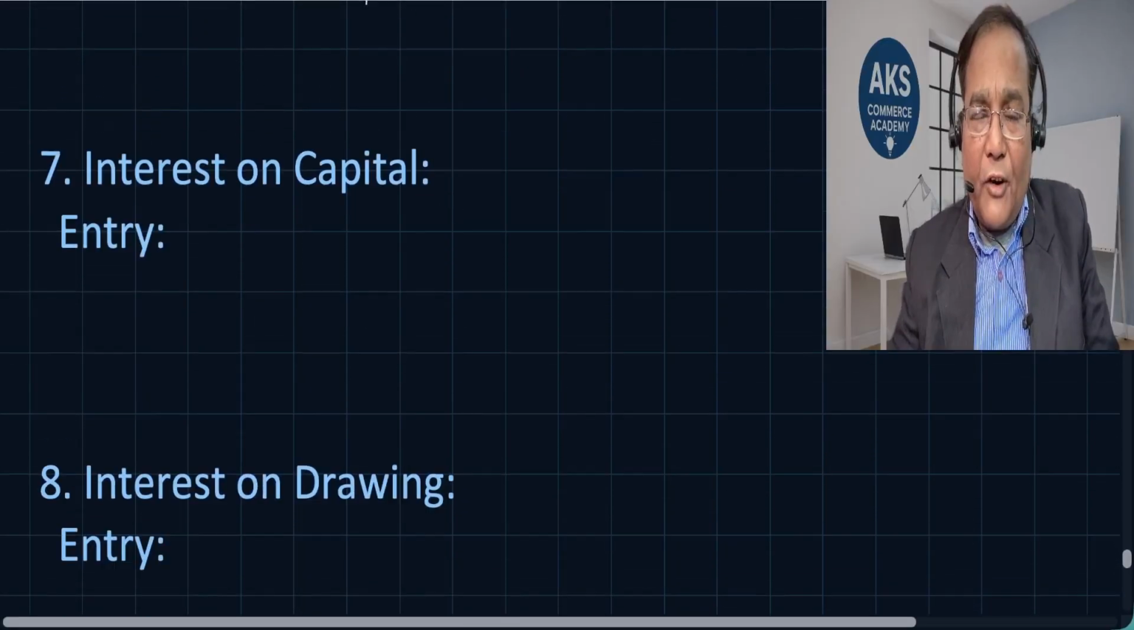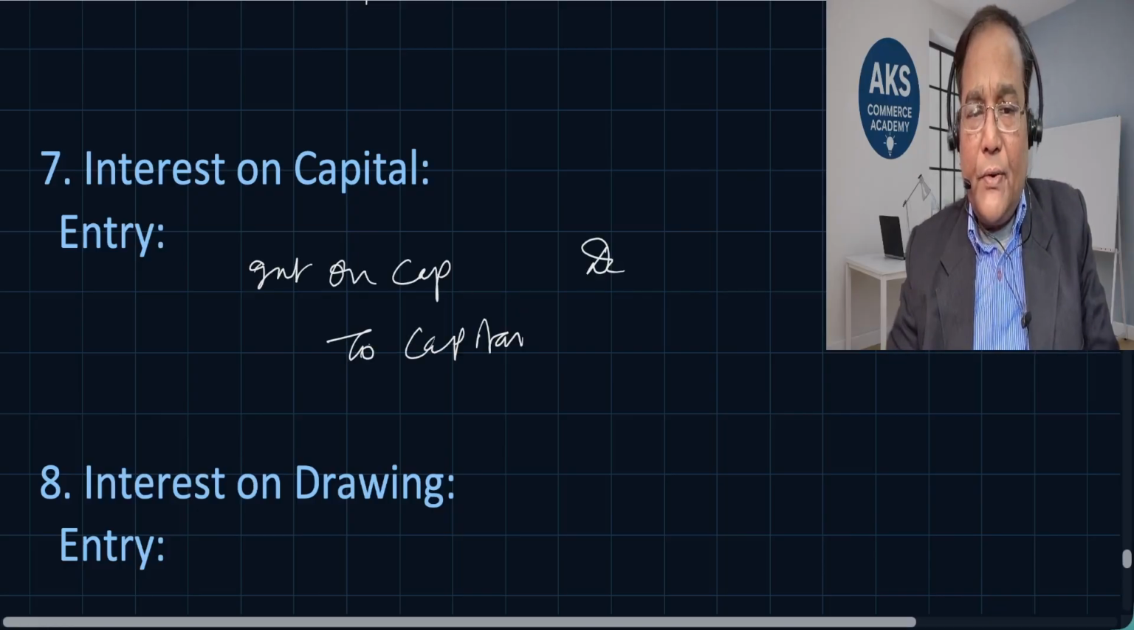Interest on capital for the firm. The interest on capital is an expense. So the entry which we are going to do: interest on capital is debited and capital is credited. So interest on capital is to be credited to capital.